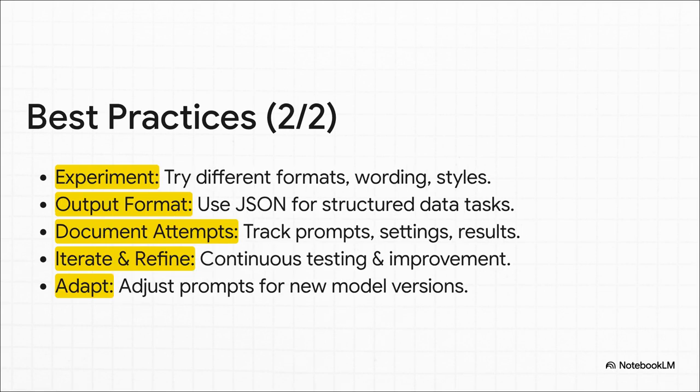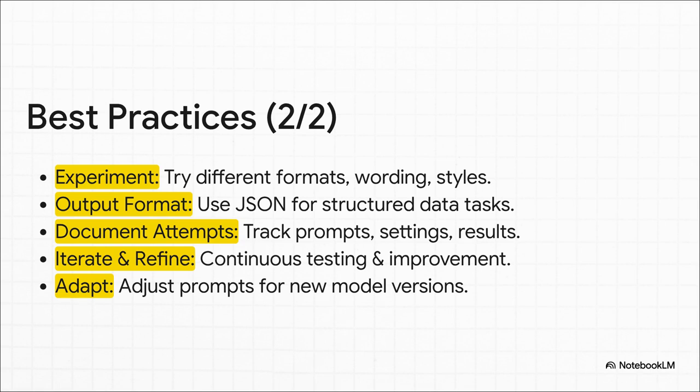Let's keep going with best practices. Experiment. This one is huge. Don't be afraid to try things out. Ask the question differently, structure the prompt in a new way, try different writing styles, play with those settings like temperature. You'll learn a ton just by experimenting. Also, consider the output format, especially for trying to pull out data or classify things. Asking for a structured format like JSON can be a game changer. It forces the output to be consistent and can actually help stop the model from just making stuff up, or hallucinating.